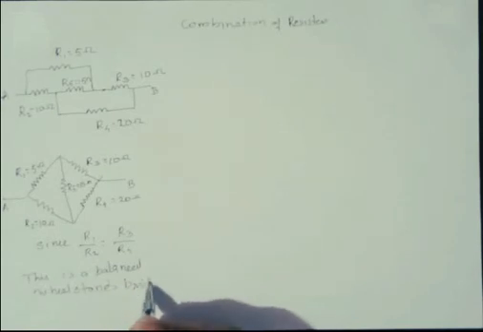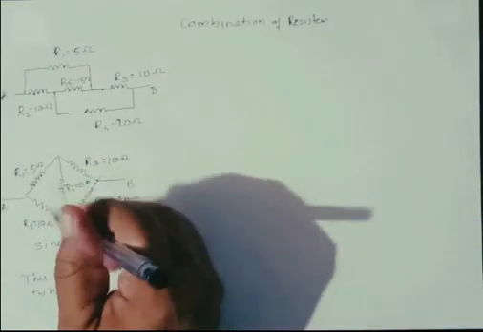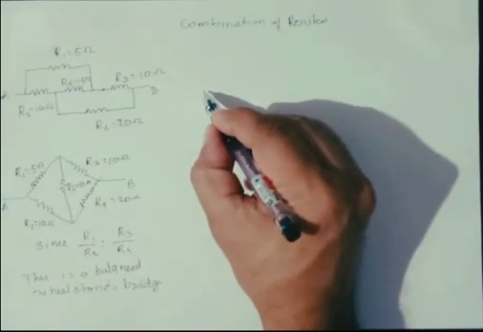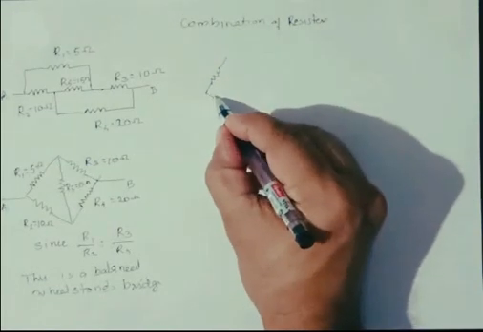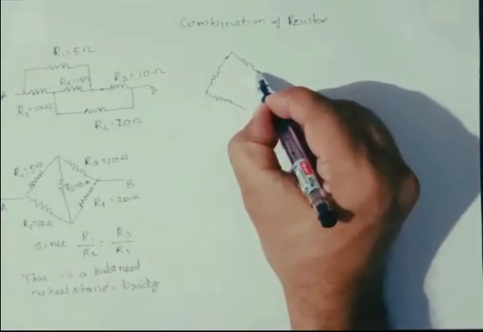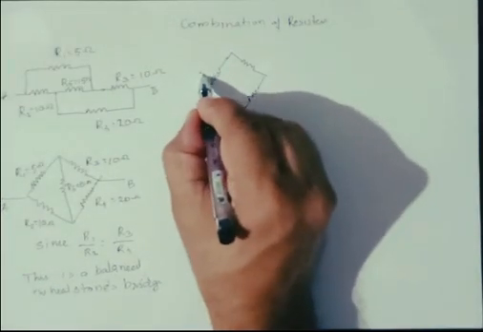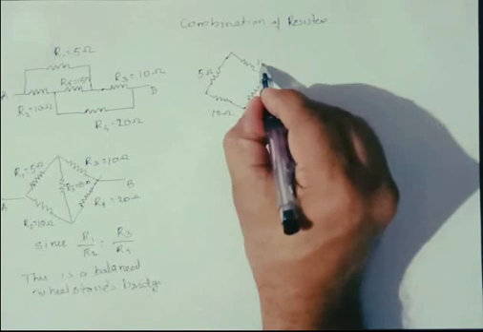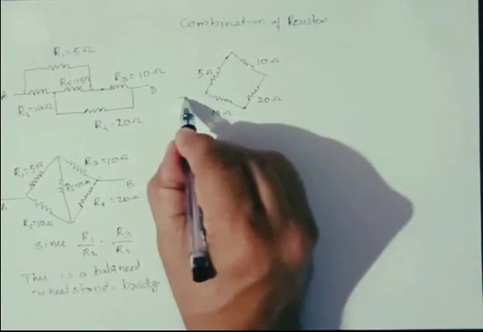In case of a balanced resistance bridge, these 2 points will be at the same potential, so you can remove the diagonal resistor. So the equivalent circuit ends up like this. You have R1 here, R2 in here, and then R3 here and R4 here. So this is 5 ohm, 10 ohm, 10 ohm, and 20 ohm, and here we have the connection.